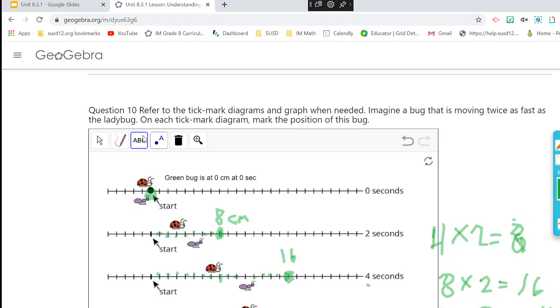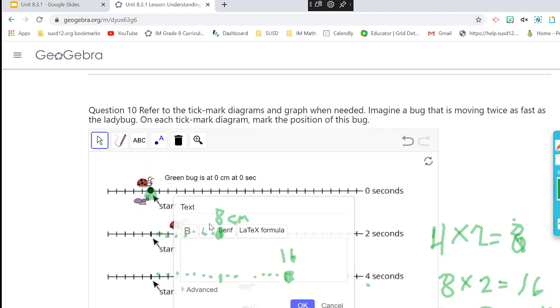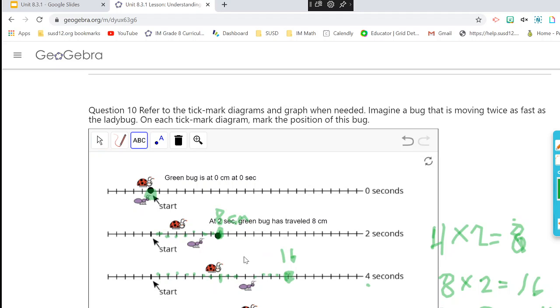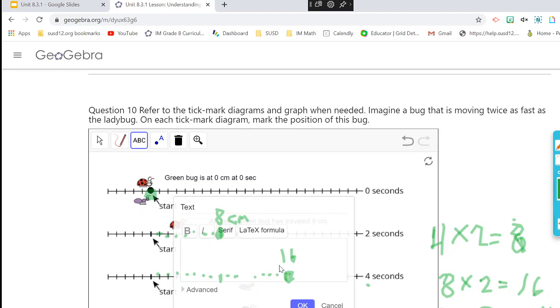Okay, type that in. Now at 2 seconds, green bug is at 8 centimeters. Put a point on there and then please type it in. At 2 seconds, green bug has traveled 8 centimeters. Type that in, label your point. And then at 4 seconds, green bug has traveled 16. Put a dot there on the tick diagram and go ahead and label that 16 centimeters.